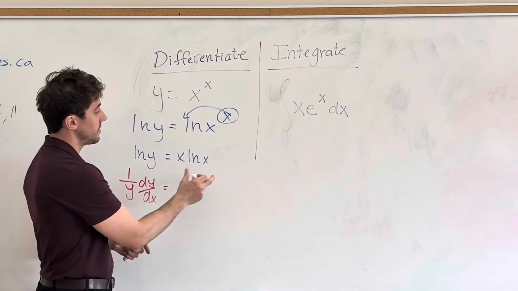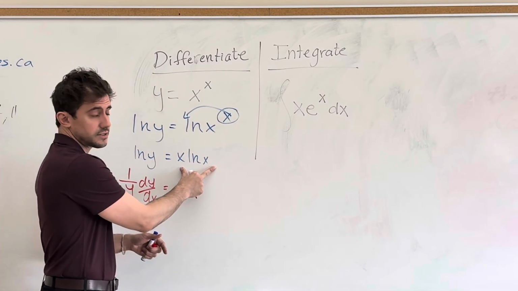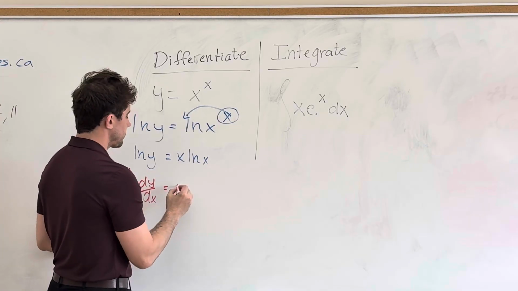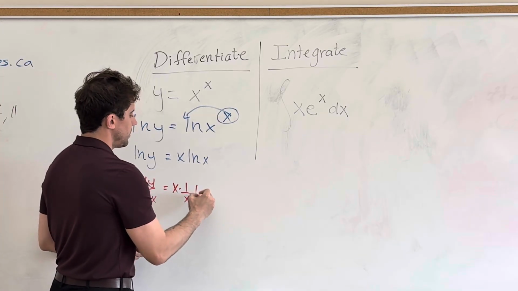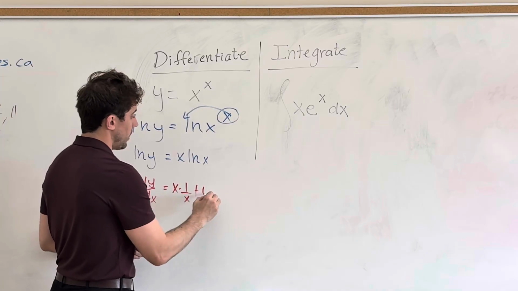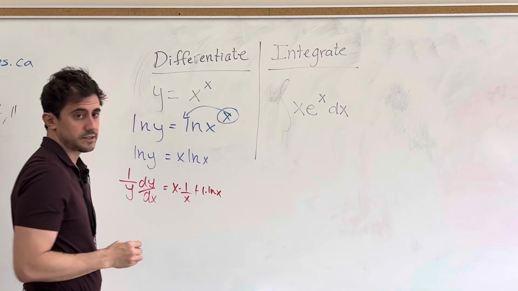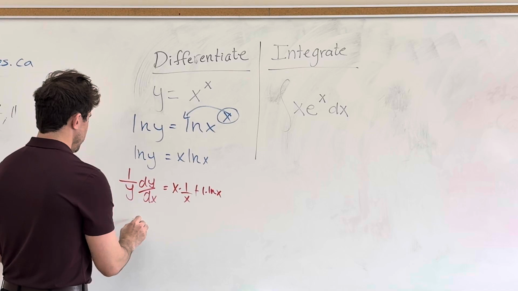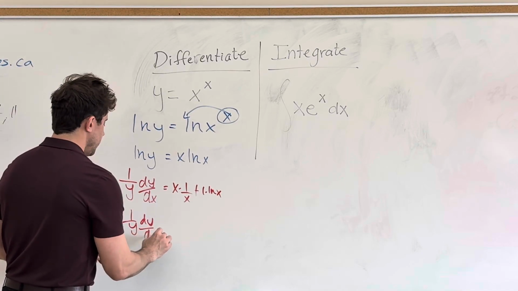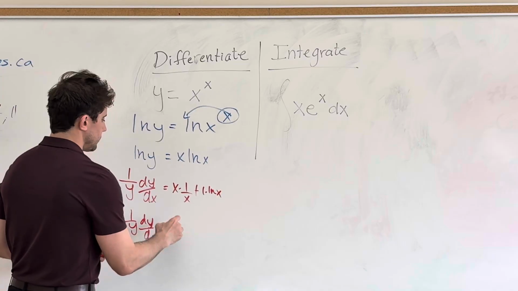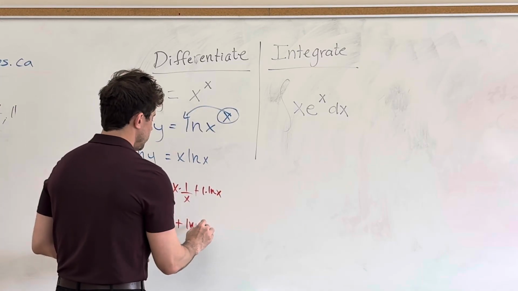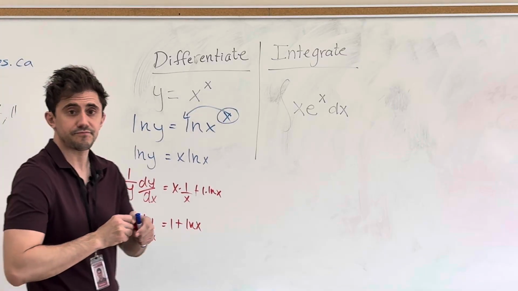And on the right-hand side, these are just terms in x, and so we can use the product rule. So we'll do x times the derivative of ln x, so x times 1 over x, plus the derivative of x, which is 1, times ln x. And so all in all, we have 1 over y dy dx is equal to x times 1 over x, that's 1, plus ln x, right?